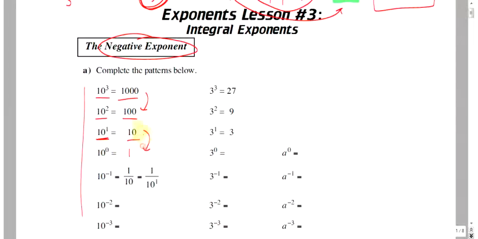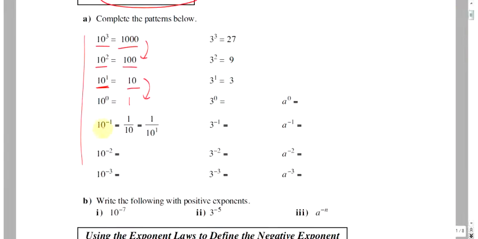But look at the pattern. What's 10 divided by 10? 1. Either way, it works. Let's keep going, because this is where it stopped last day. Now we have negatives. 10 to the minus 1. See how it goes 3, 2, 1, 0, minus 1? Well, what's the pattern? Divide by 10. That's 1/10. Okay? And 10 I can write as, remember, 10 to the 1.